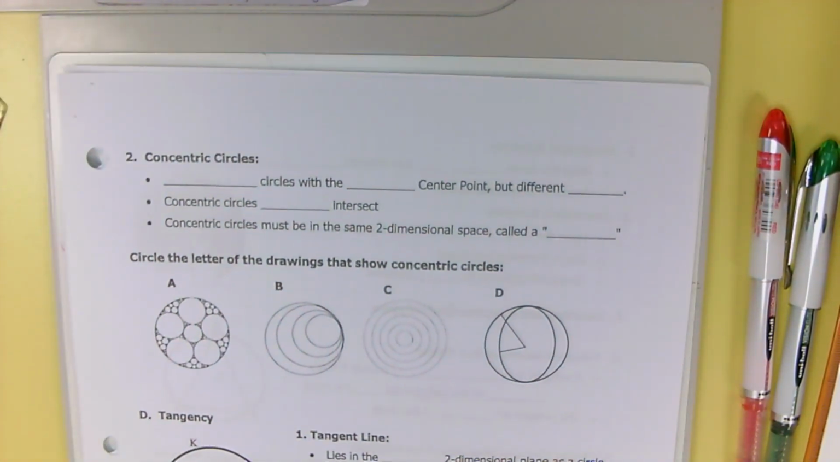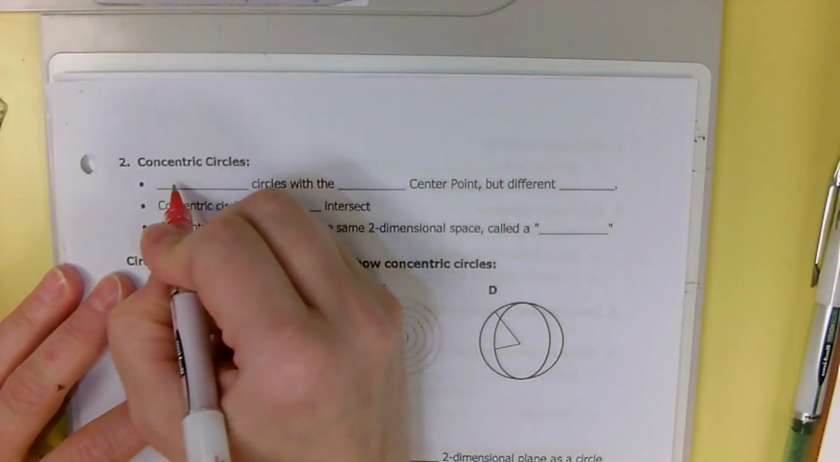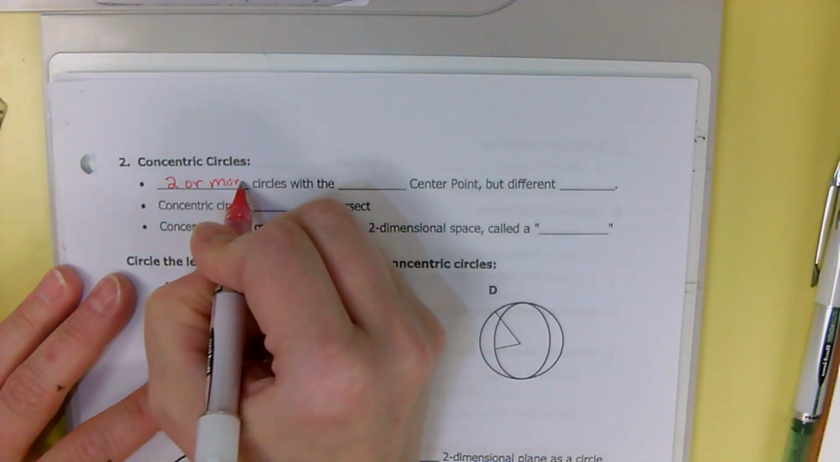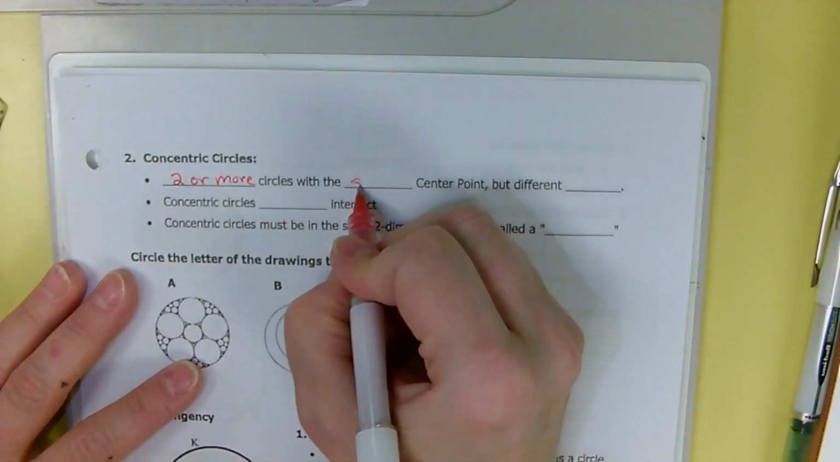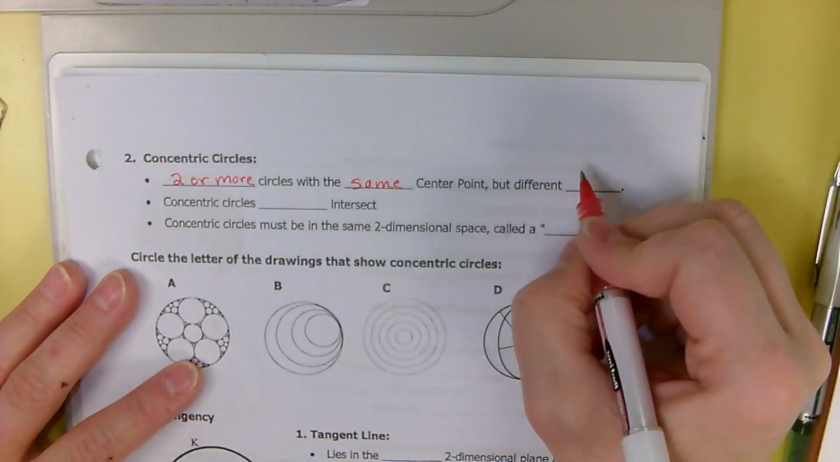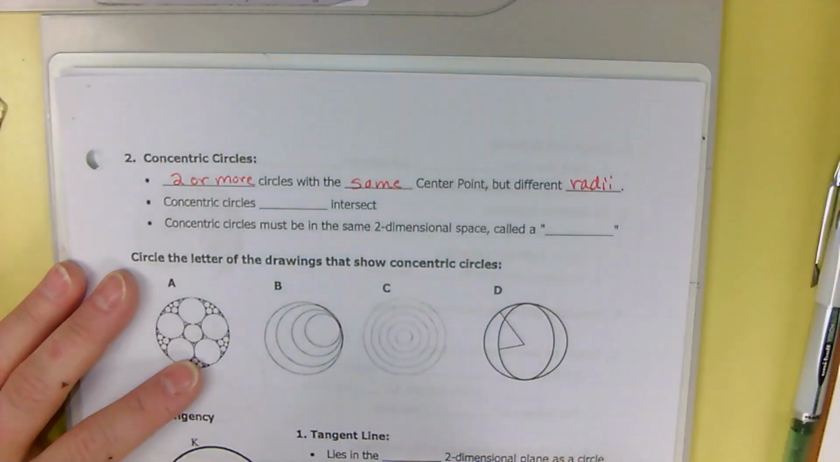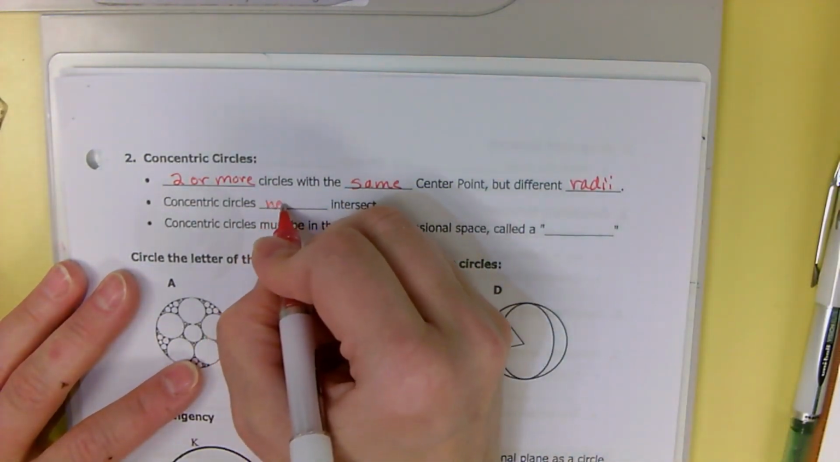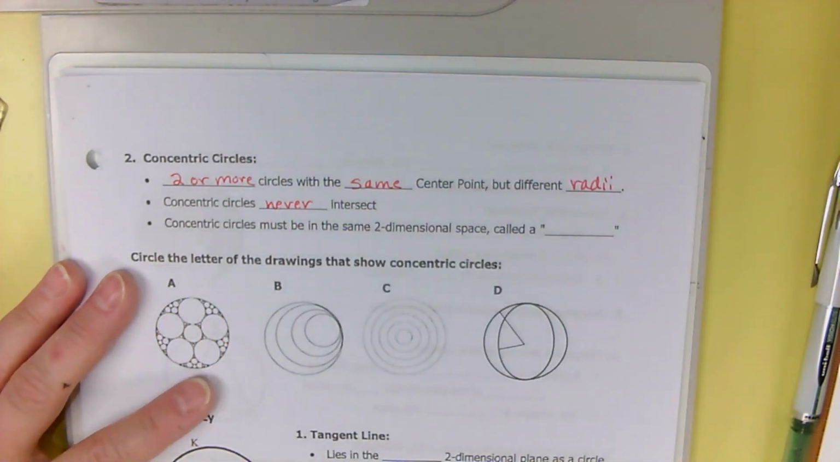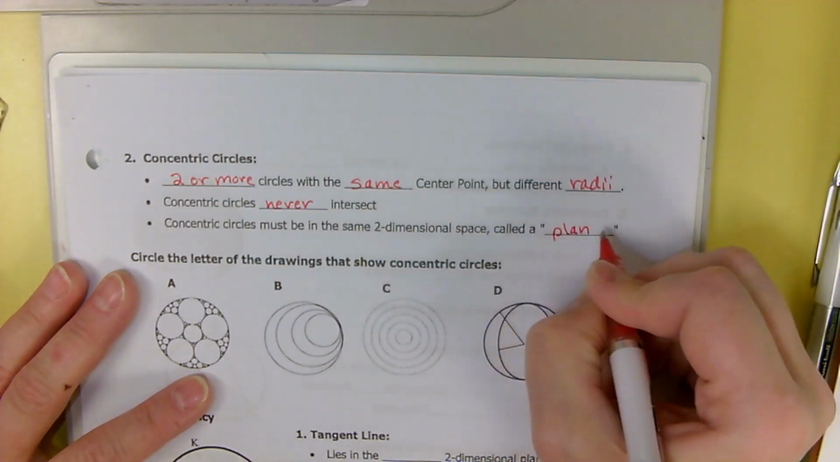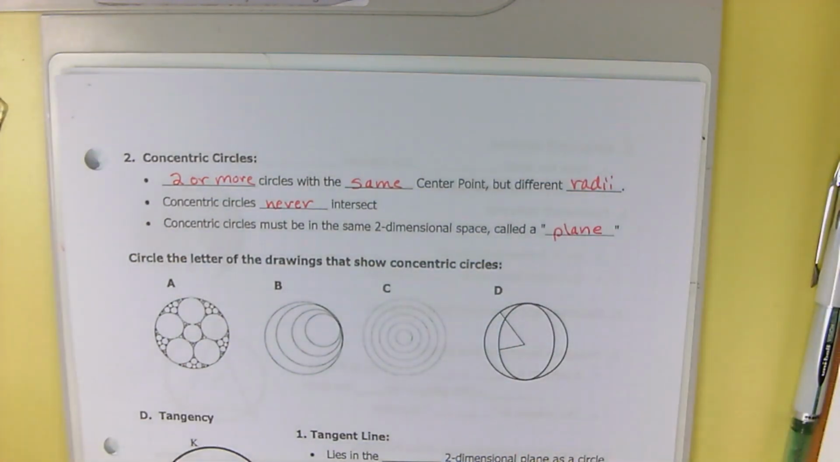Okay, so we just did congruent circles. Now we're going to do concentric circles. Concentric circles are two or more circles with the same center point, but different radii. Concentric circles never intersect. Concentric circles must be in the same two-dimensional space called a plane. So they have to be in flat space. They cannot be in two-dimensional space.